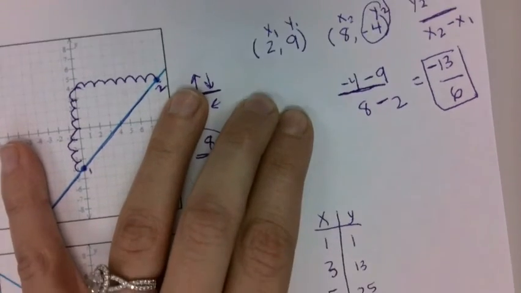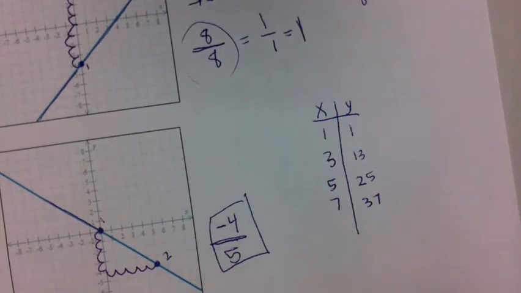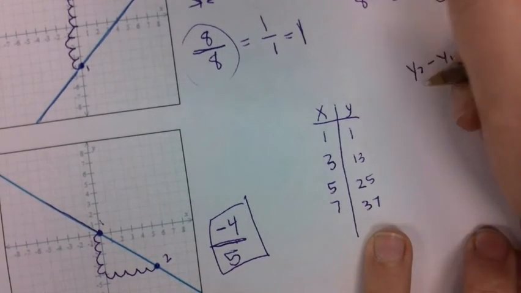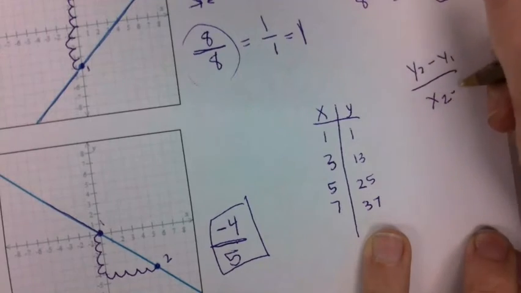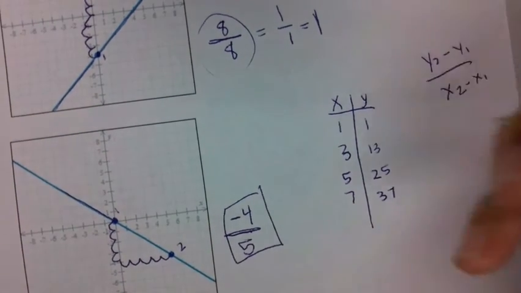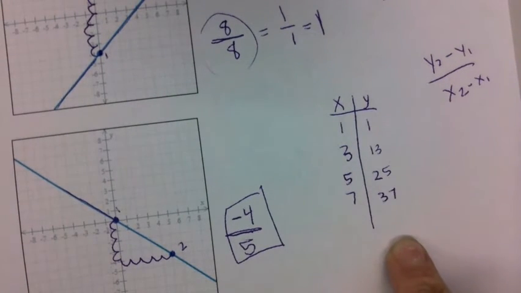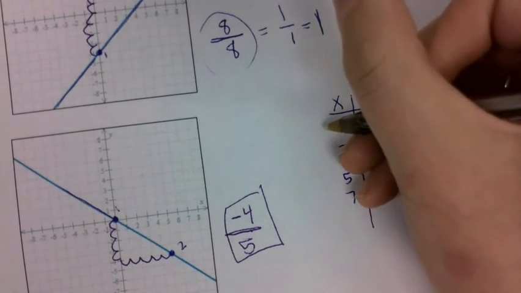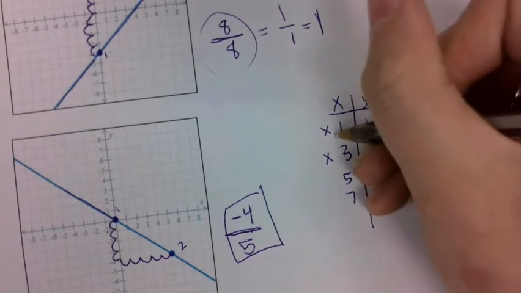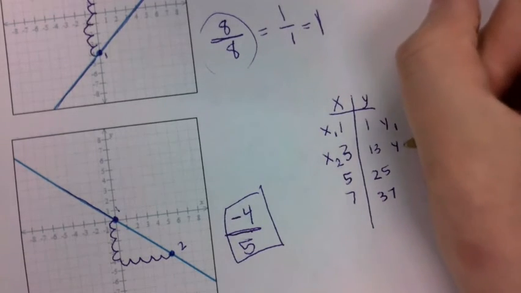Okay, so that's from a point, and last but not least, I want to talk about from a table. So this is exactly the same, my y2 minus y1 over x2 minus x1. Remember, my table is a bunch of points. These are all x's because they're all in the x column. These are all y's because they're in the y column. And all I'm going to do is label x, x, y, y, and this is my first point, this is my second point.